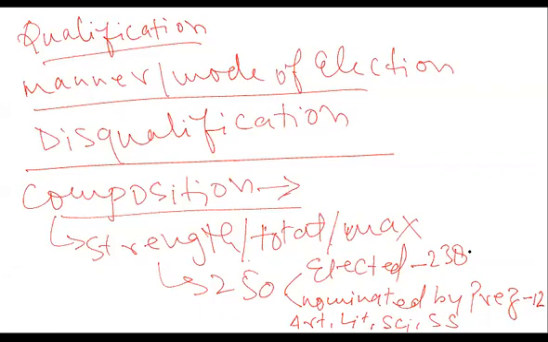Out of these 238, how many members are elected from the states? There are states also, there are union territories also. So how many members are elected from the states?